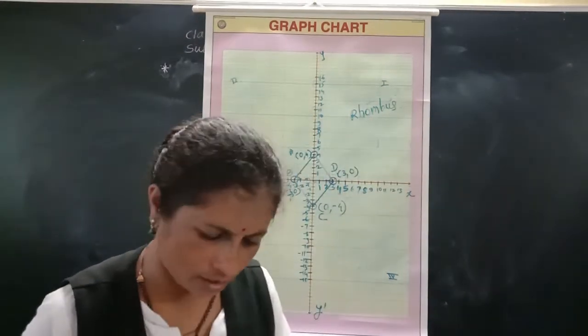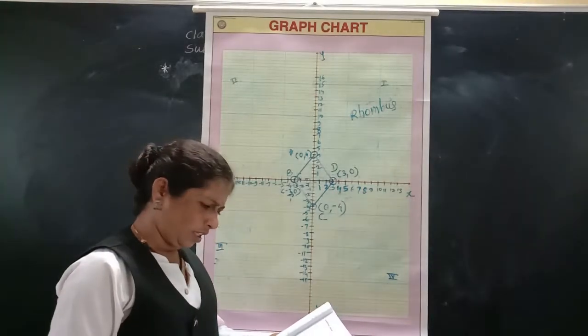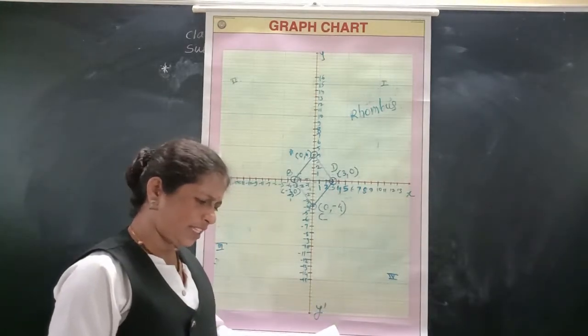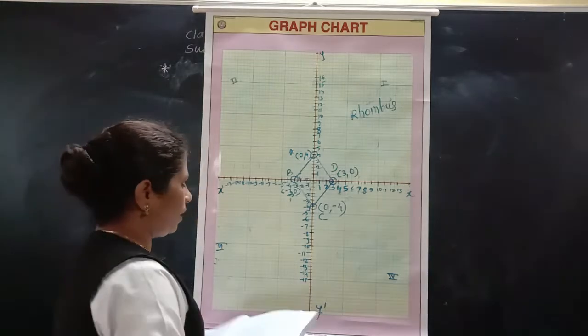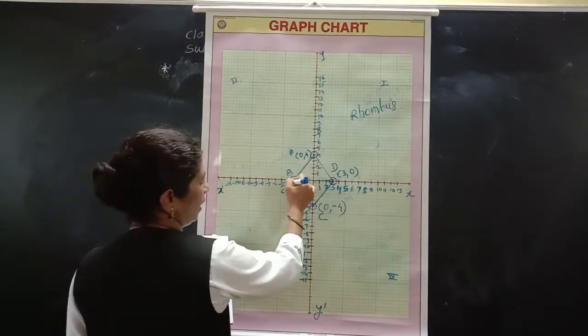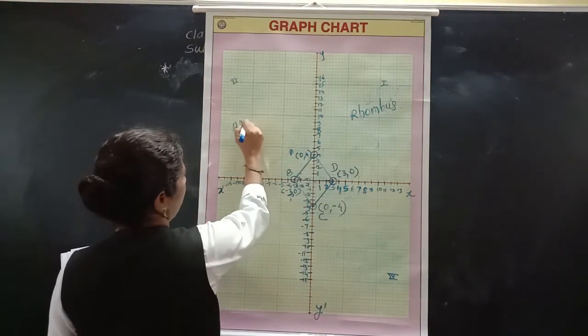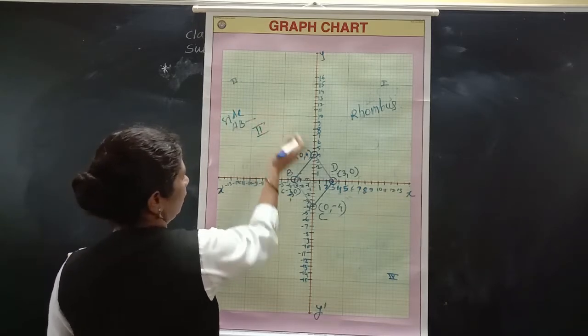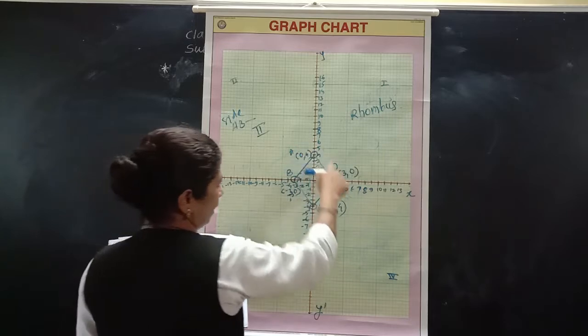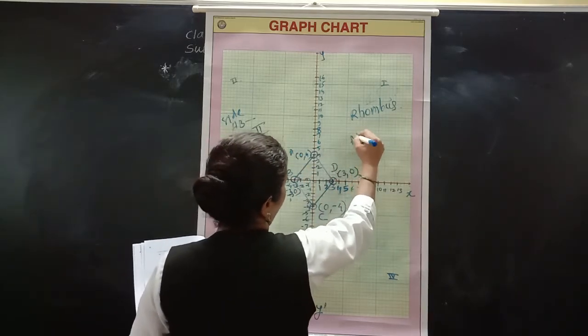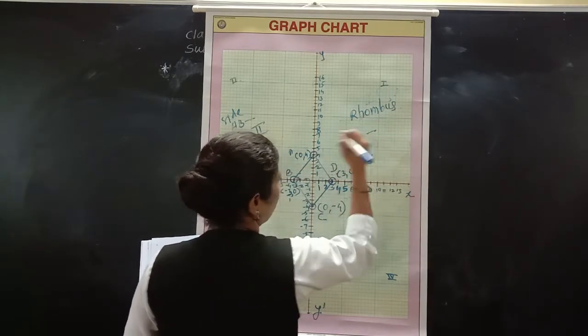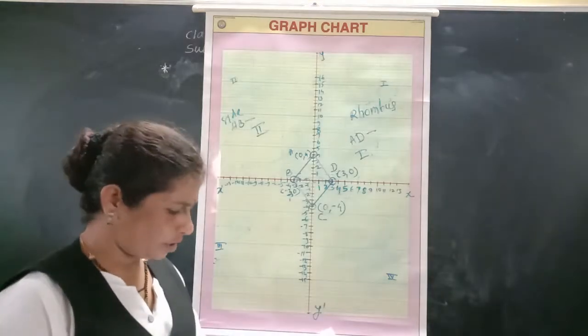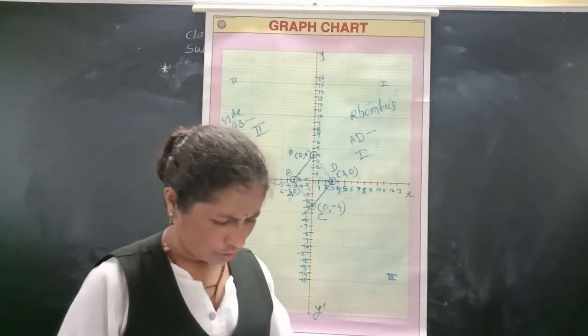Now the next question is there. They have asked in which quadrant the sides AB and AD lie, right? So side AB lies in which quadrant? Second quadrant, right? That we can see, right? And AD lies in which quadrant? First quadrant. Understood? So similarly, question number 16 also you have to do.